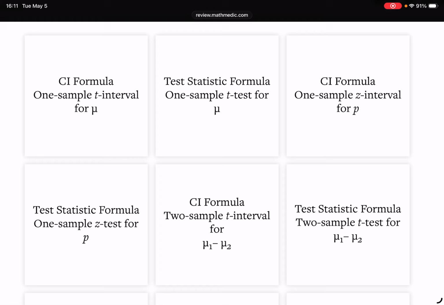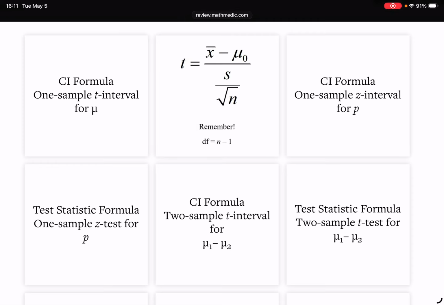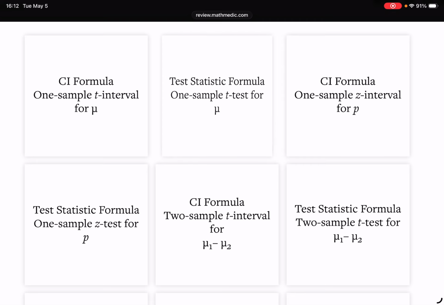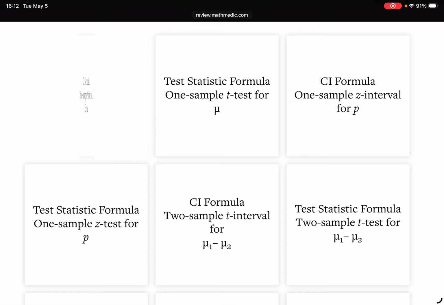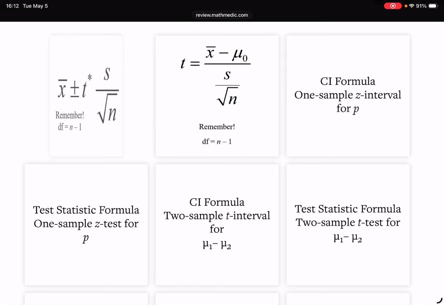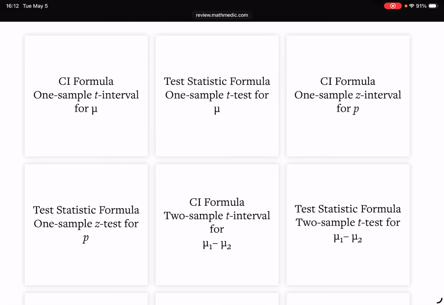Test statistic formula for one sample t-test for mu. Okay, here is the formula. Okay, in order to do this on Desmos, again, you're going to go to t-test. Okay, once you add an inference, and then you're going to go to significance test. The difference between this one and this one is this one's confidence interval and this one's significance test, but they're still using a t-test on Desmos.